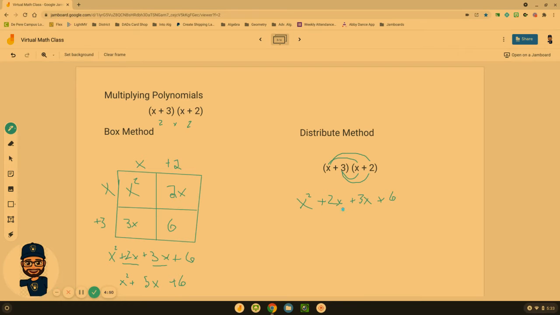Once again, we've got like terms in here that we can combine. And so I just wanted to illustrate that you can use either method, box method or the distributive method, as long as you remember that you're going to have 4 multiplications in this example, right? The x times both of them, and then the 3 times both of them in that second one.